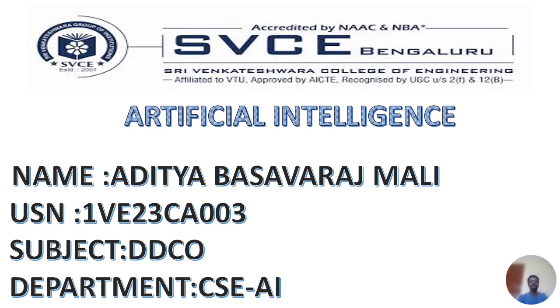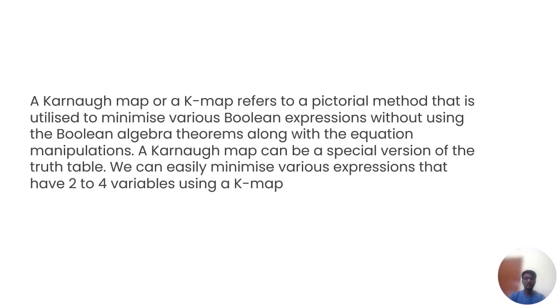Today we are going to discuss K-map from the subject Digital Design and Computer Organization. A Karnaugh map, or K-map, refers to a pictorial method that is utilized to minimize various Boolean expressions without using the Boolean algebra theorems, along with equation manipulation. A K-map can be a special version of the truth table. We can easily minimize various expressions that have 2 to 4 variables using a K-map.